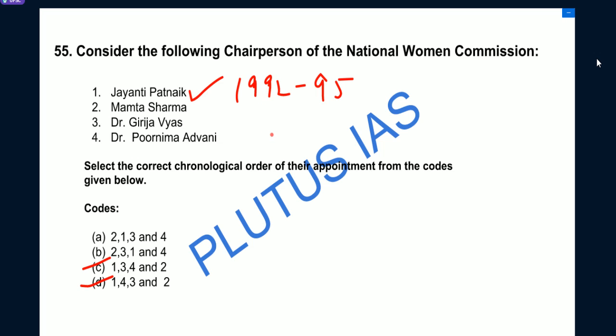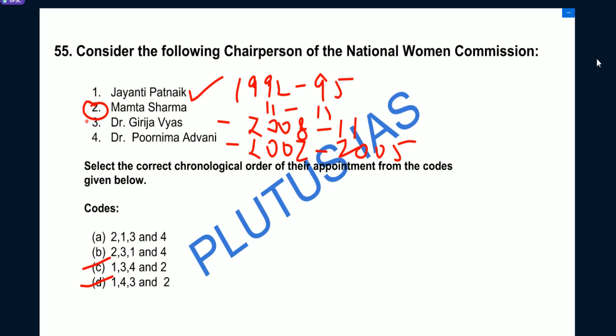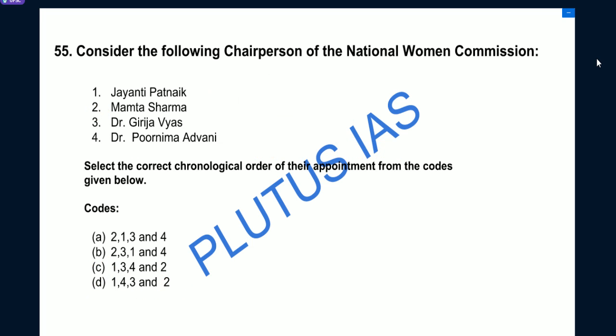Then Purnima Advani was chairperson from 2002 to 2005. Then Girija Vyas, 2008 to 2011, and Mamta Sharma from 2011 to 2014. That means Mamta Sharma should come last. So in both of the options, Mamta Sharma is last. And 90 to 95 के बाद कौन है? 4, Purnima Advani. So D would be the correct answer.